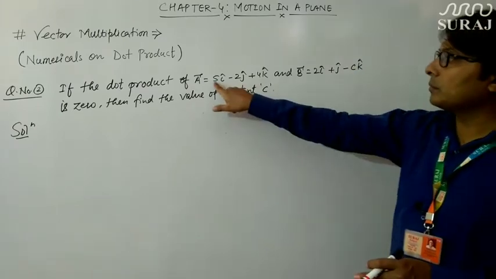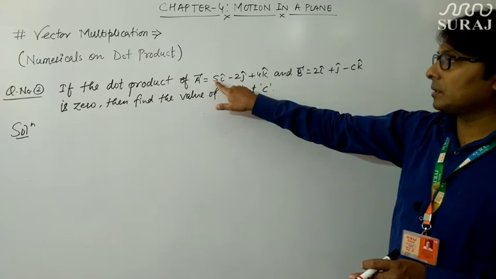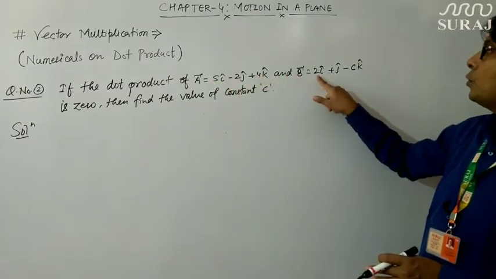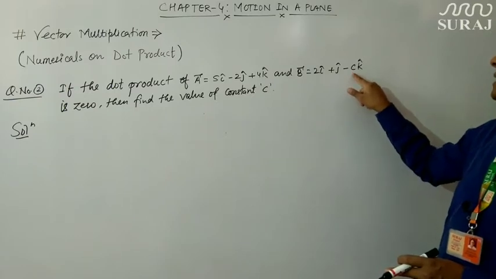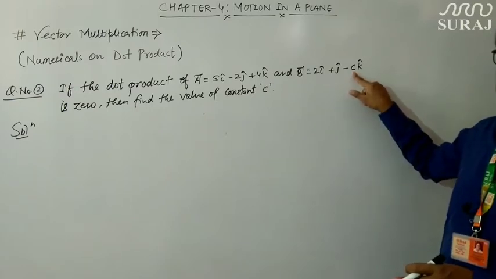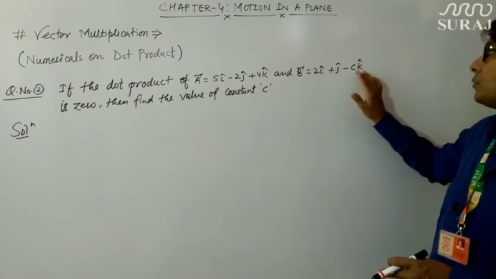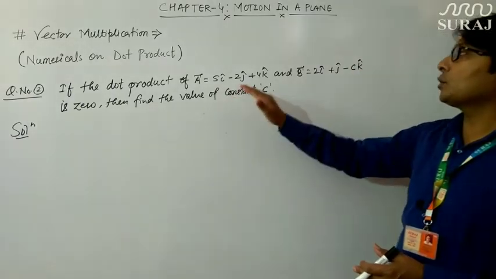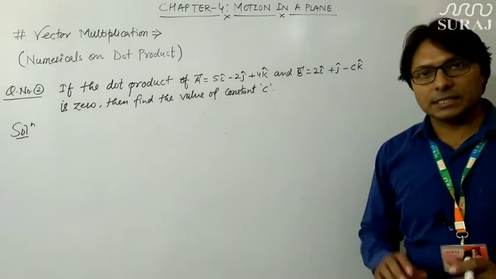All are known variables, we can say known constants, 5, minus 2, 4, here 2, 1, but this c is an unknown constant, so we have to find out the value of this c, and the condition is the dot product of these two vectors is given as 0.